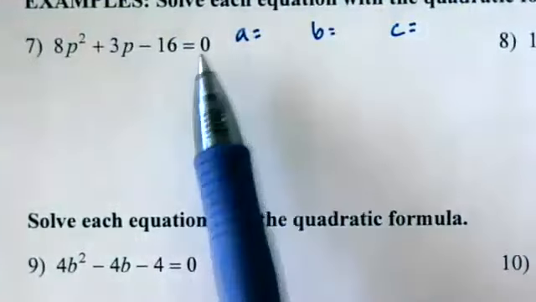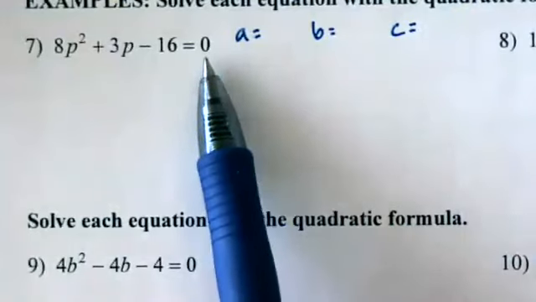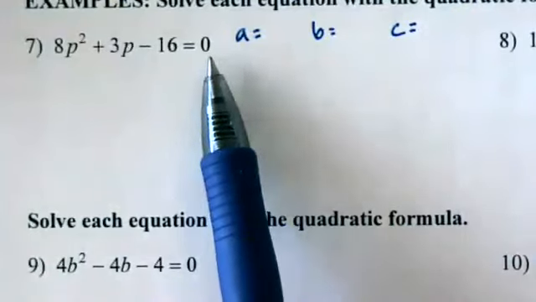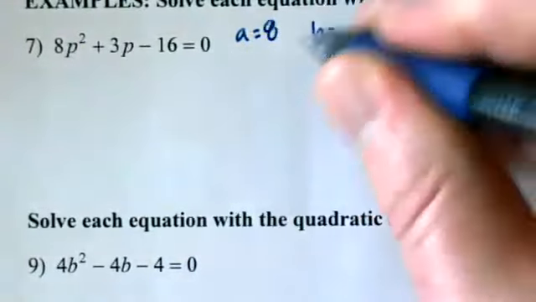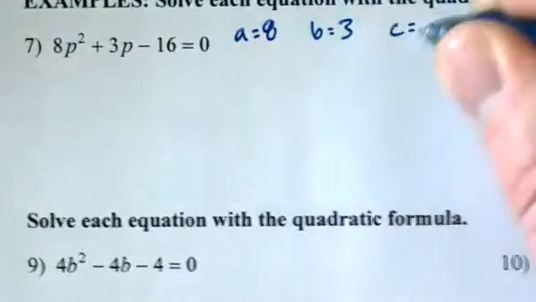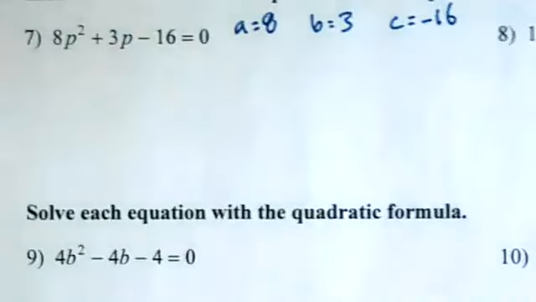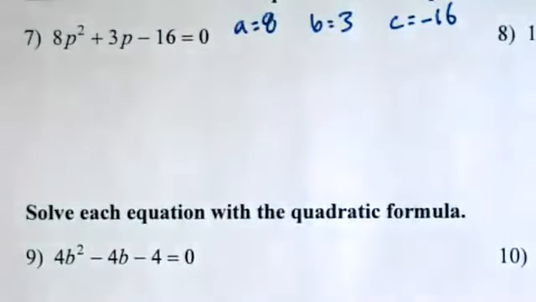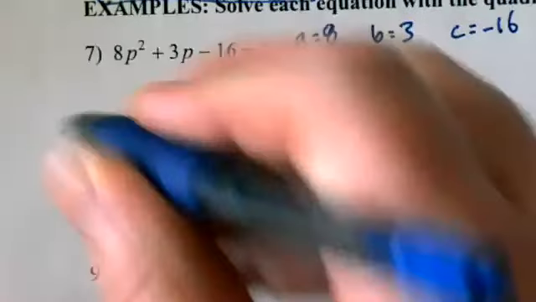By the way, we do have to have a 0 on one side of our equation in order for this to work, but this one already has that. So A is 8, thank you. B is 3, and C is -16. You're doing great so far. And then we are going to put this into the formula, and the formula is going to give us our answer. Our answer is x equals, we're going to get two numbers.